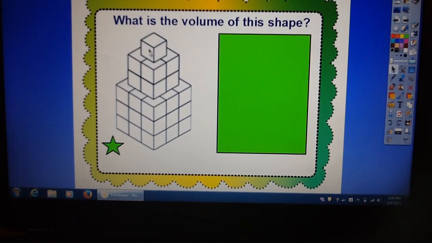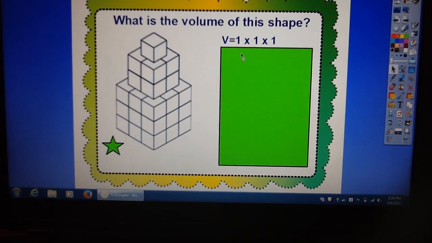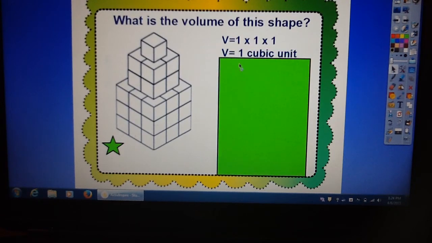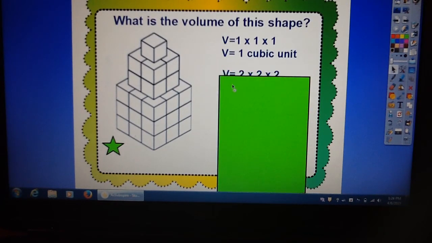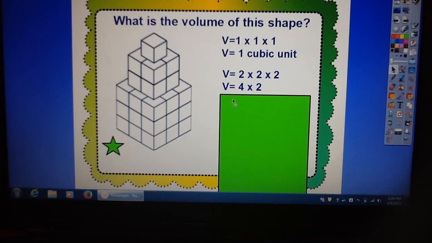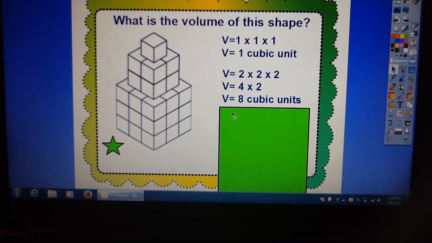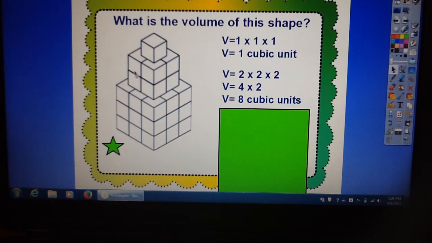Okay, that means you are ready to go. So the volume of this cube obviously is 1, because 1 times 1 times 1 is equal to 1 cubic unit. Now we have this second cube. It is a 2 by 2 by 2, which gives us 4 times 2, which gives us 8 cubic units. So if we count all of these little squares, there would be 8. You got 4 here and 4 on the other side. 4 plus 4 is 8.